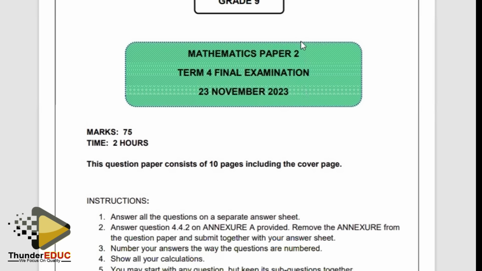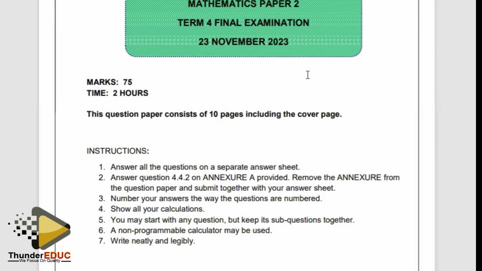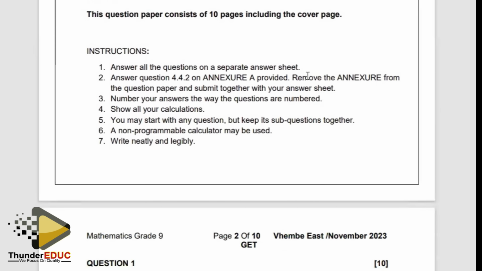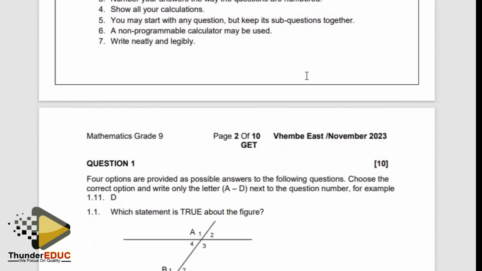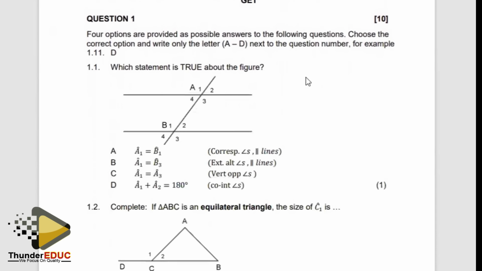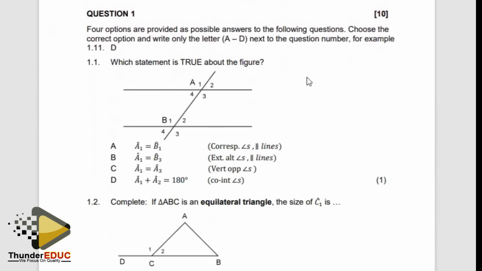So this paper usually has around 5 topics. We have the first question, which is the multiple choice. Now, question number 1. They're telling us that we have 4 options and we must choose the correct one. They are asking us for the statement that is true about the figure.